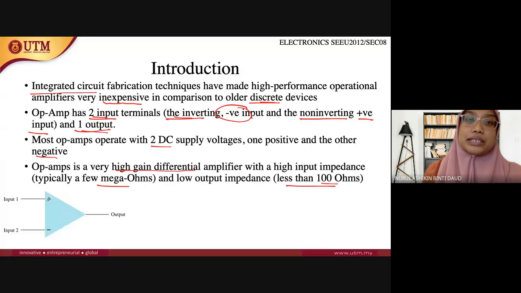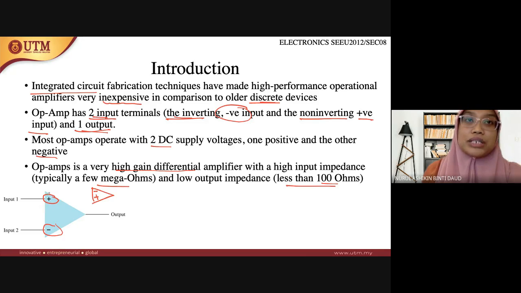So this is the symbol of OP-amp, with input 1 and input 2. If input 1 is positive here, it is non-inverting. Negative is inverting. Sometimes it's also negative here, positive here. So this positive negative sign is not fixed. It can be either the positive down here or negative up here.